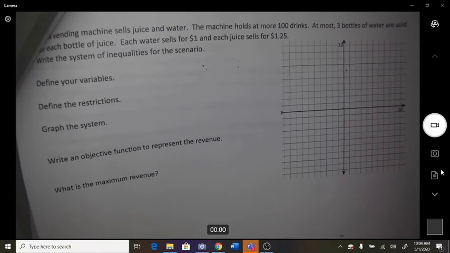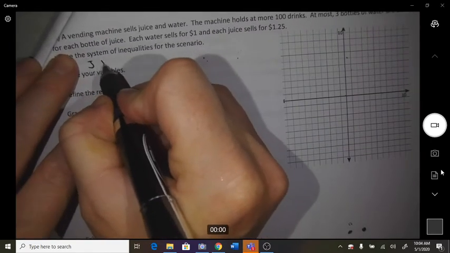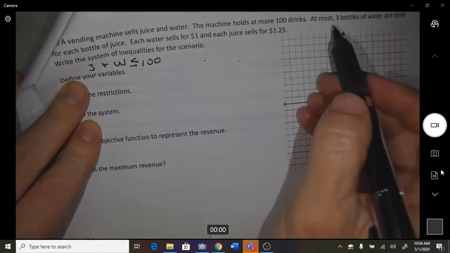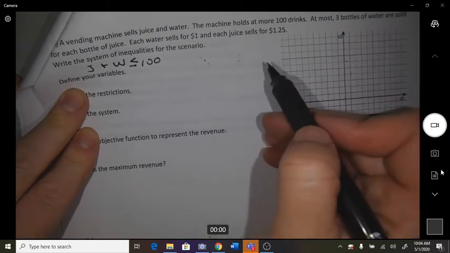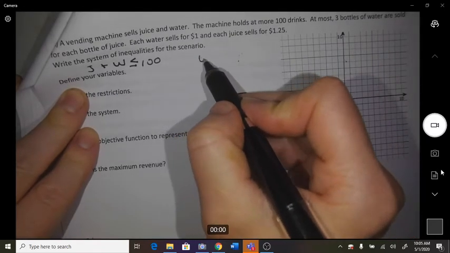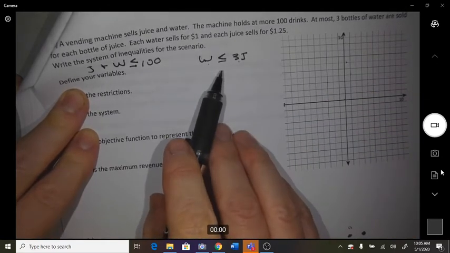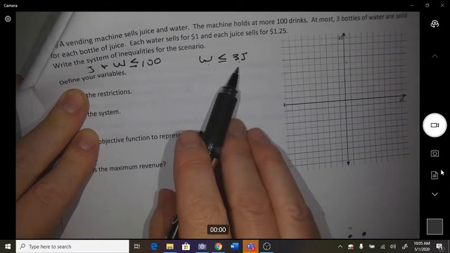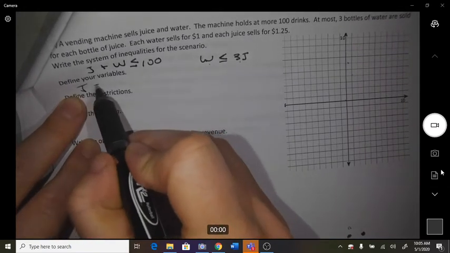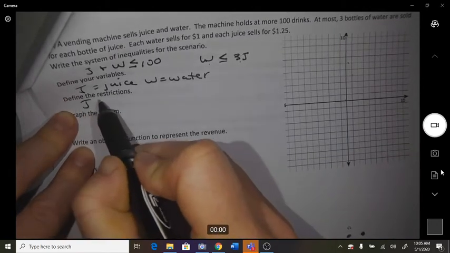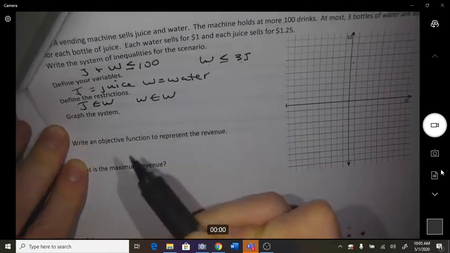A vending machine sells juice and water. The machine holds at most 100 drinks. So the juice plus the water is at most 100. At most, 3 bottles of water are sold for each bottle of juice. Define your variables. So J equals juice, W equals water. What are your restrictions? They would both have to be whole numbers.